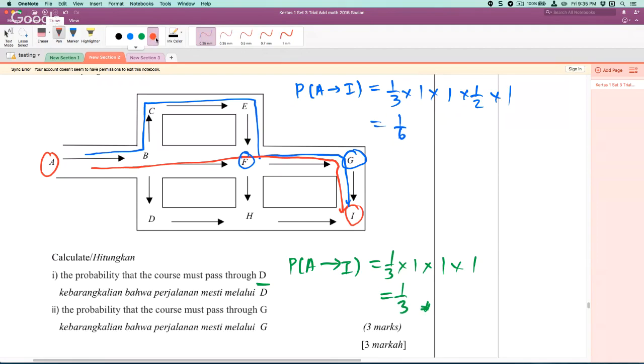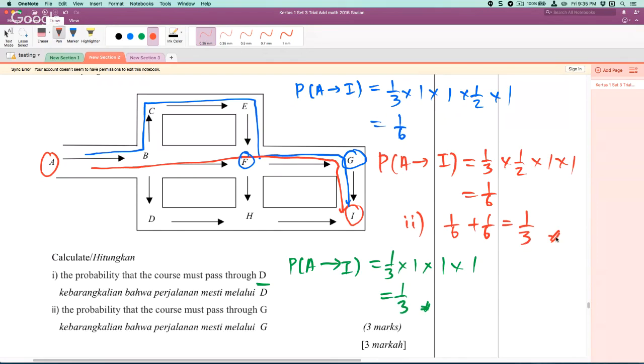Okay, then we go to see the red one. Red one is another alternative from A to I. So you go to the B first, which is 1 over 3, and then you go straight to the F. F here you have two choices. You can go to G and H, right? So multiply 1 over 2. And then you go to the G is 1. Then you go to the I is 1. So this is 1 over 6. So therefore, for the second part, your final answer should be 1 over 6 plus 1 over 6, which is 1 over 3. All right, this is how you do this kind of probability question.